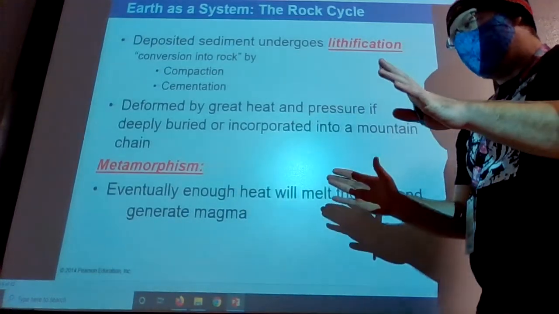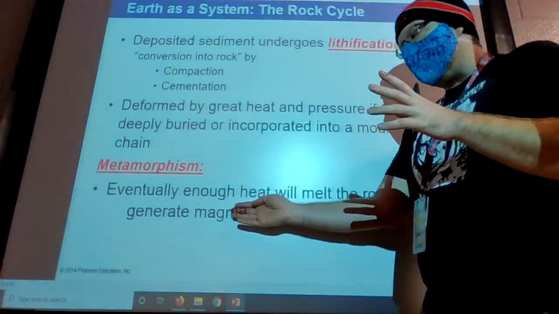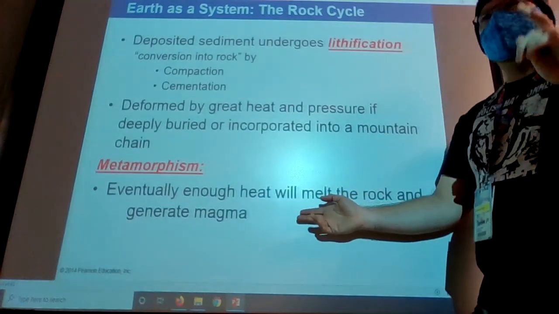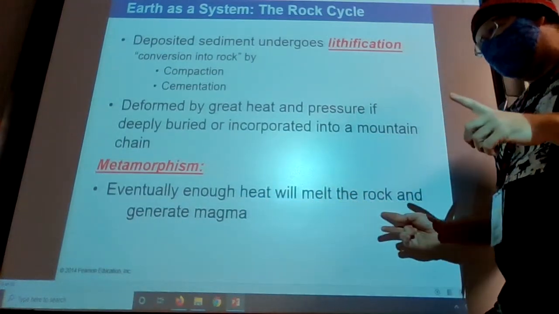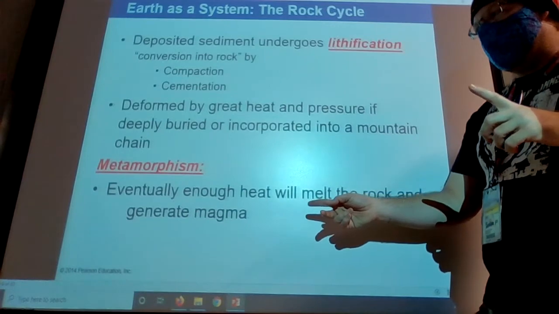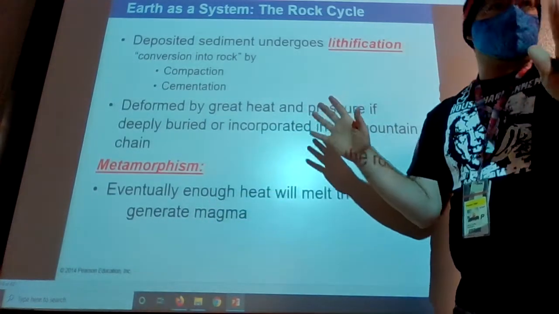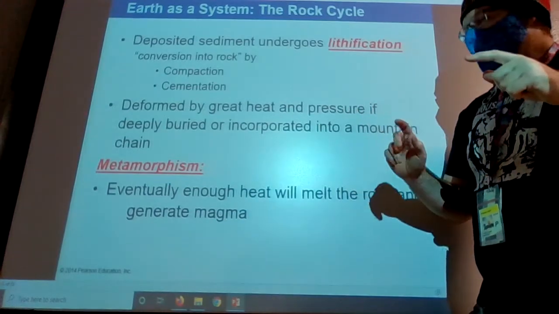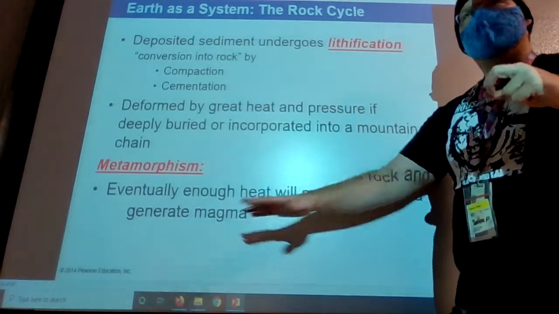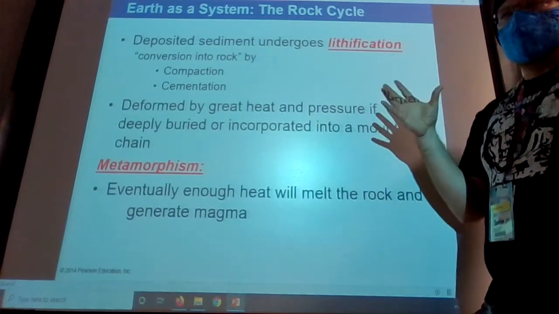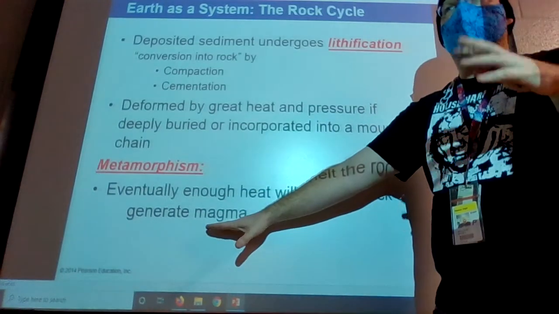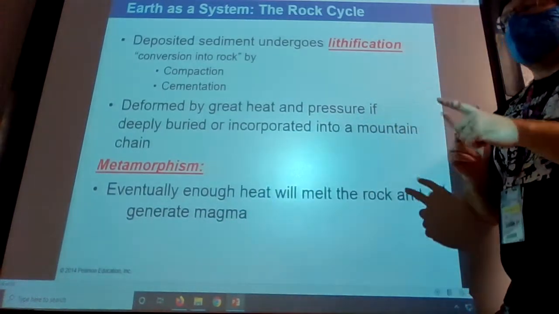So you have to have a good enough amount of heat and pressure, but not to melt it all the way. If you melt the rock and generate magma, that's not metamorphism. If you go back to magma, it's igneous rocks again. You've gone back to the igneous cycle. If you have enough heat to heat the rock up and have it change without melting and going to magma, then you have a metamorphic rock.